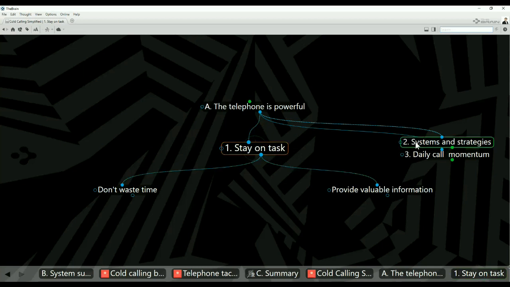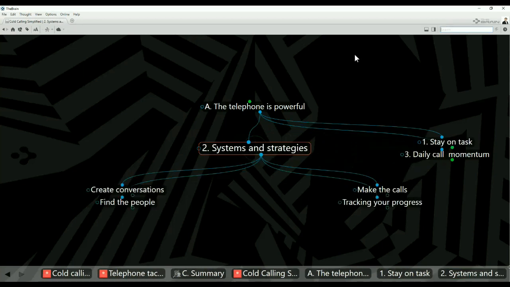So let's look at the second bit here, systems and strategies. When you make the calls, you should be creating conversations. You should be finding the right people to talk to. Of course, you will be making the calls and tracking your progress. Tracking your progress is part of making the calls. When you know you've got some momentum, particularly in outbound calls, and then soon after that you should get some momentum in creating meetings, all of a sudden it makes sense and you can get somewhere with your call momentum.